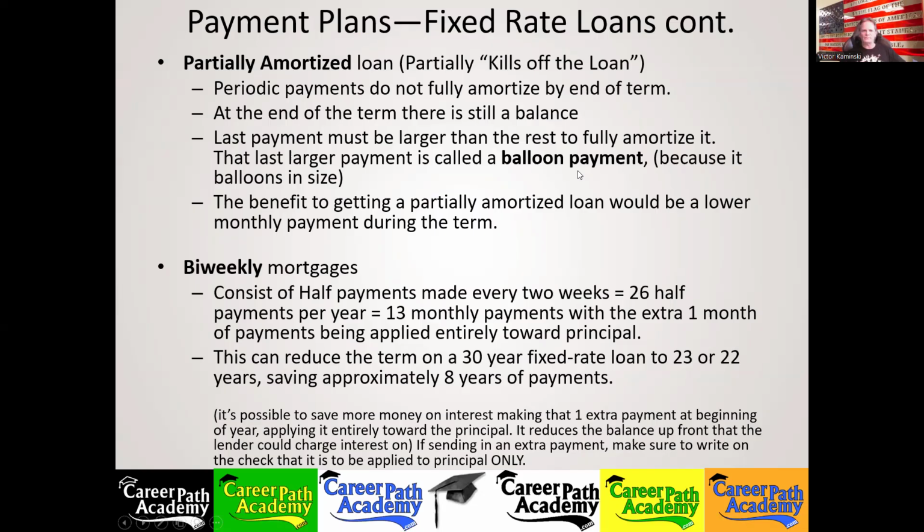Another term to know. So the benefit to getting a partially amortized loan would be that throughout the whole loan term, the monthly payments are a little bit lower. They're tacked on to the end, and then you pay it off at the end with that last payment that's larger than the rest that we call, what do we call it? Balloon payment. A balloon payment.